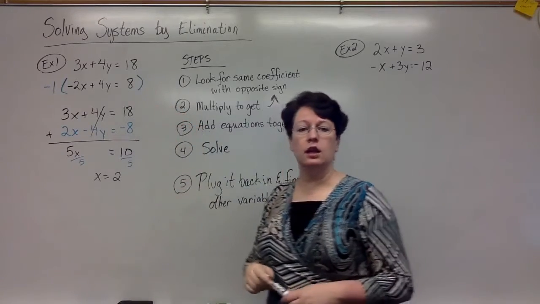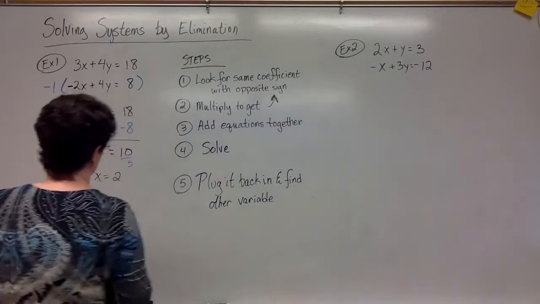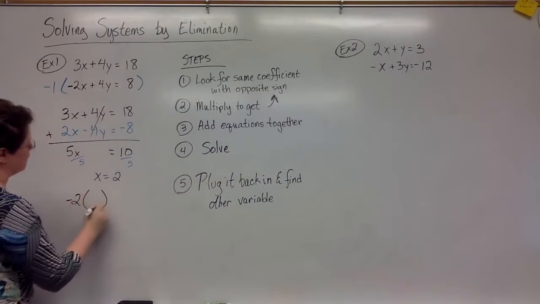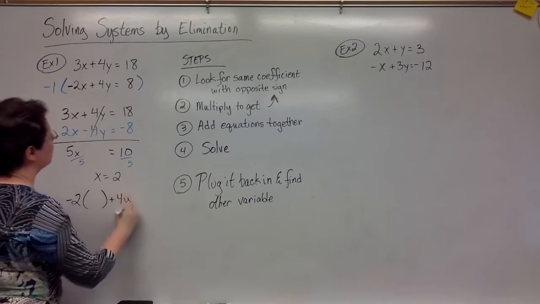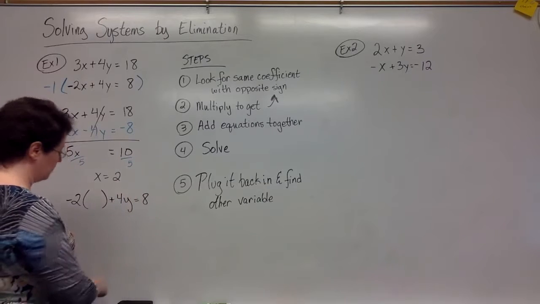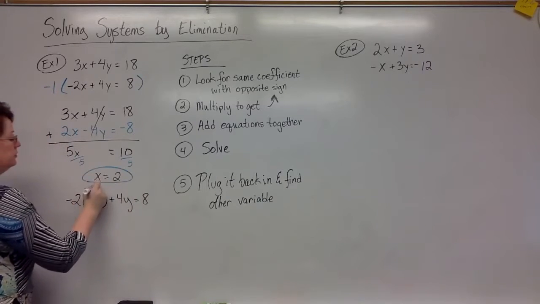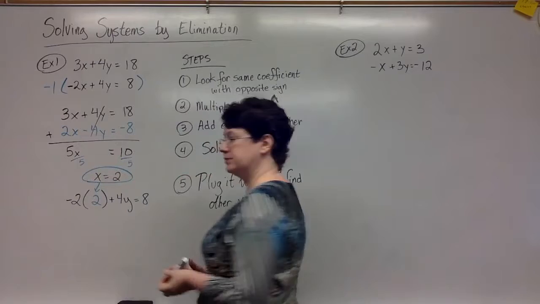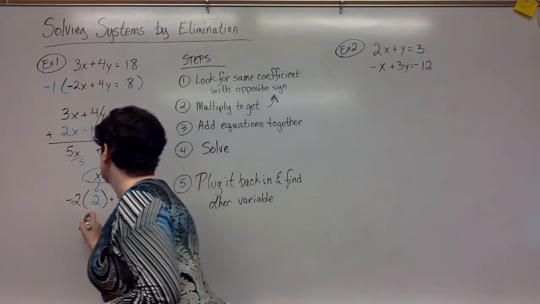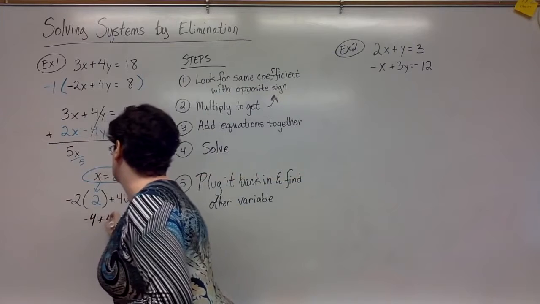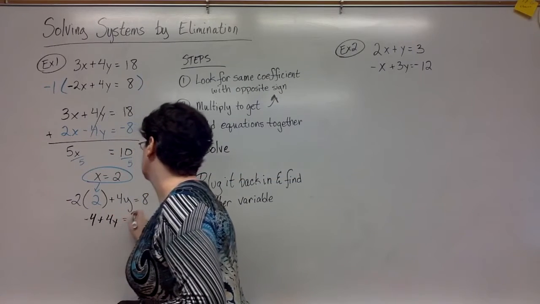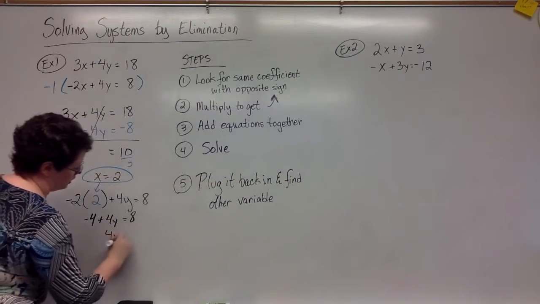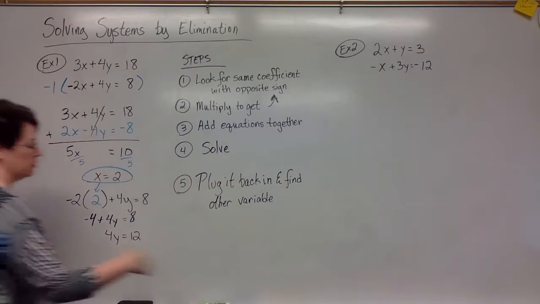So let's go ahead and go to the original equation. I'm going to pick the second one just because the numbers are smaller. So I have -2 and I'm plugging in x plus 4y equals 8, okay? So we're going to take x and we're plugging it in. So what is -2 times +2? Yeah, it's a -4. So I have -4 plus 4y equals 8. Okay, so what are we going to do? We're going to add that 4 to the other side. I get 4y equals 12, right?